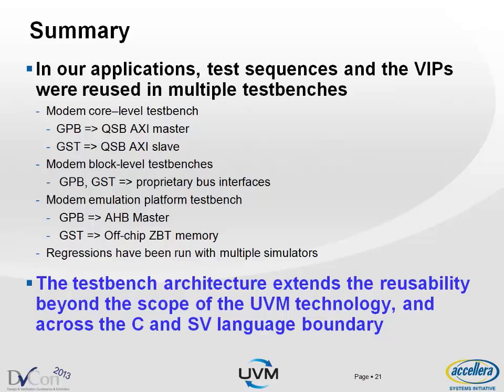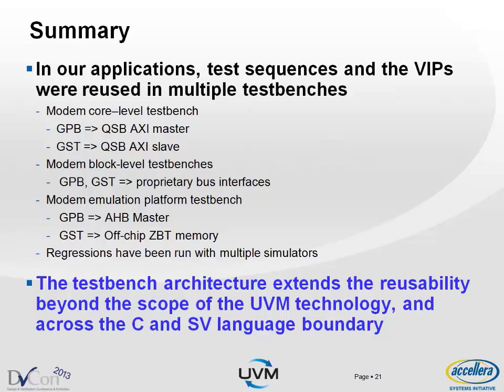And at core level, we have this core level test bench, and we map the GPB and GST transactions to QSB, AXI master, and the slave. QSB stands for the Qualcomm System SoC bus. Qualcomm SoC bus basically is an addition to the standard AXI master, but we support some other out-of-order transactions and some other processor features. But we also have multiple block level test benches, and the GPP and GST transactions were mapped to the proprietary bus interface.